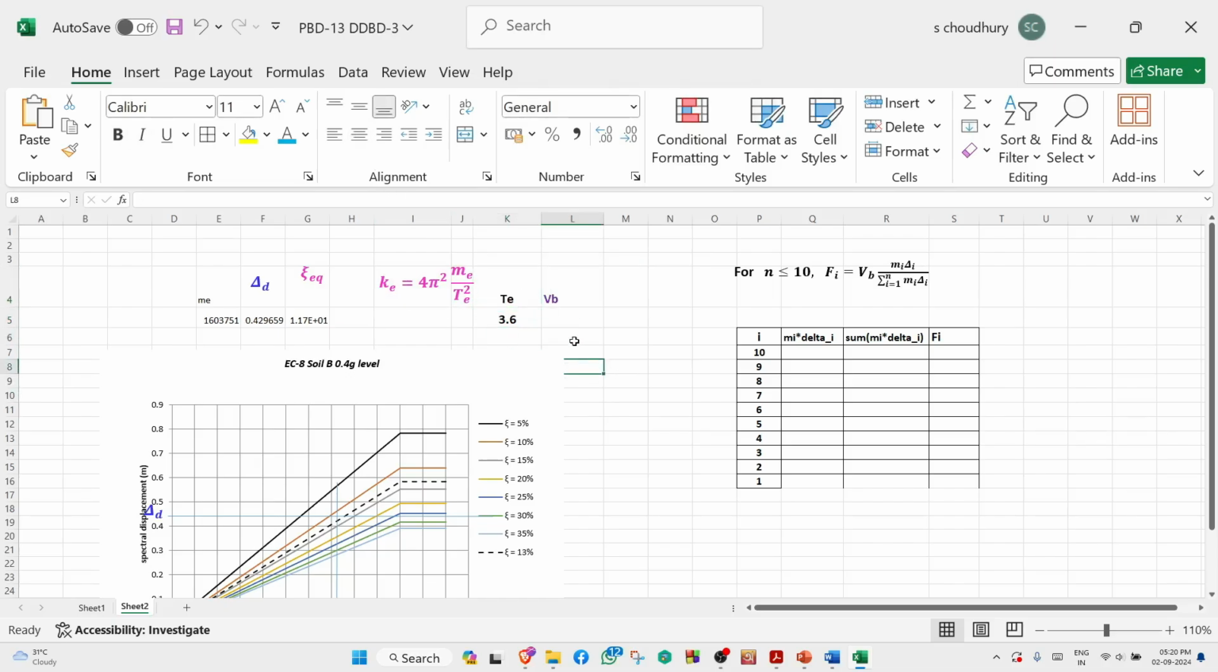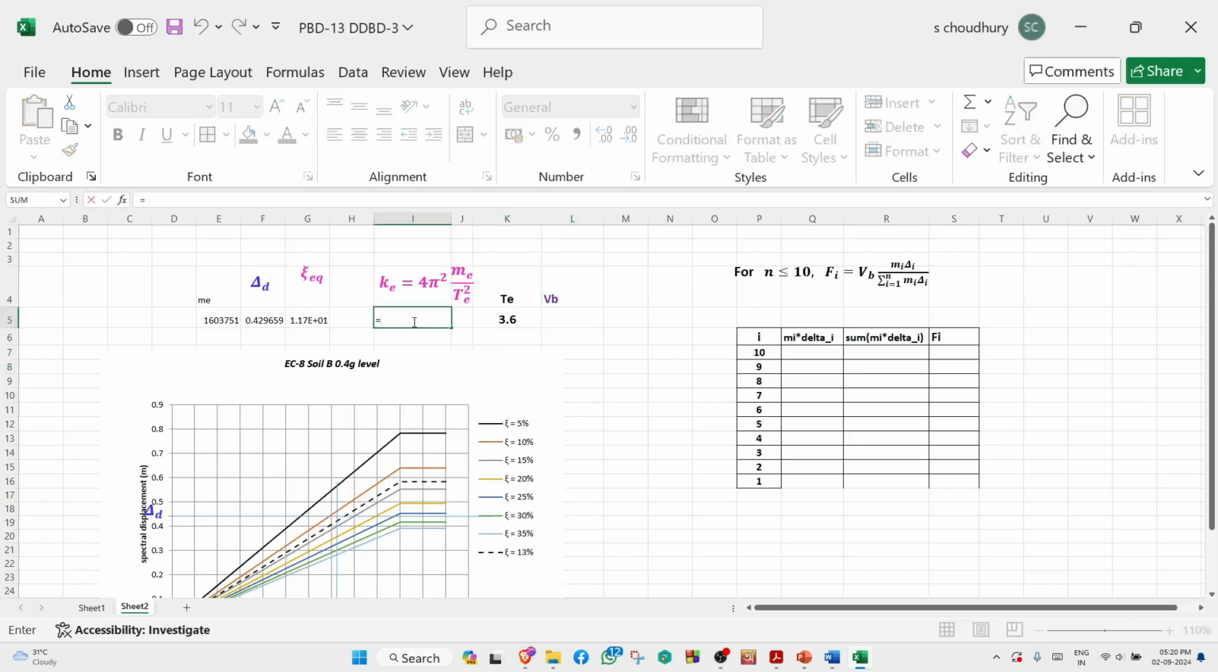Now we have to find the VB value. Before that I require to calculate the Ke value, the effective stiffness. So this is equal to 4 pi square multiplied by ME, which is here, divided by T square. T is this. So I think it's all right. Yes, so this is the value of Ke. It will be coming in kilonewton per meter.